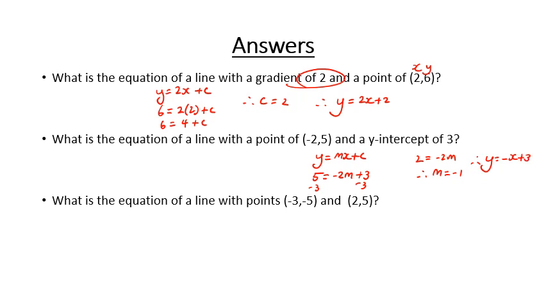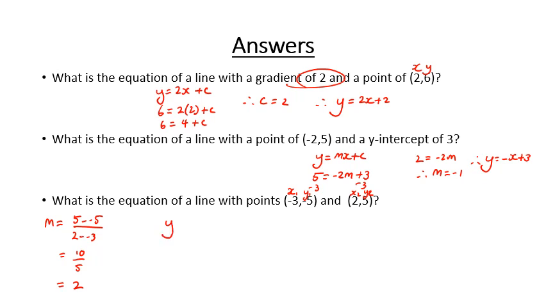And the last one, I've got my x1 and y1 values, x2 and y2 values. First thing I need to do is find out the gradient. So I've got 5, take negative 5, all over 2, take negative 3, which gives me 10 over 5, which gives me a gradient of 2.